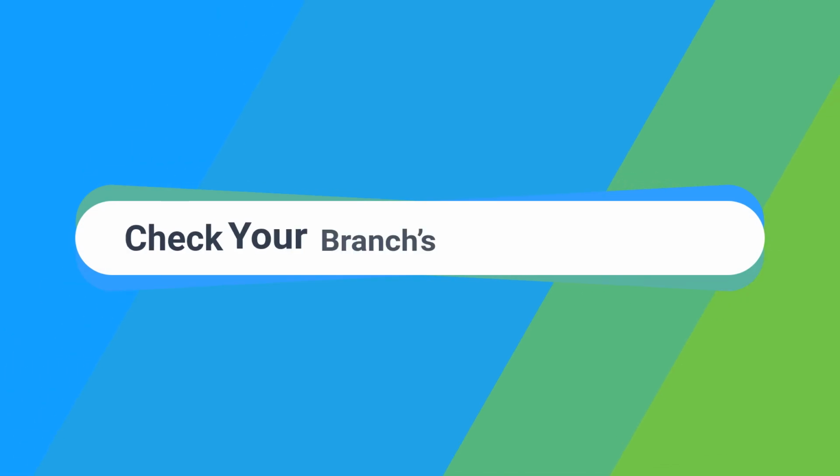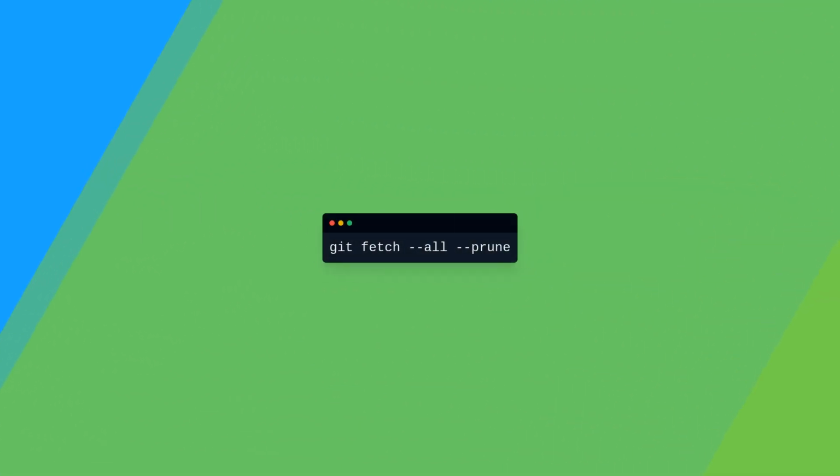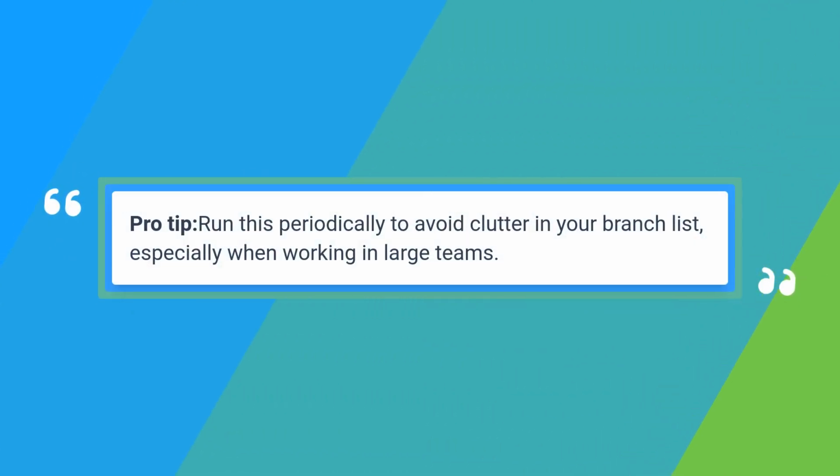Check your branch's upstream status. This command fetches all updates from the remote and prunes, deletes references to branches that have been deleted from the remote. Why it's cool? It keeps your local environment clean and up to date without having to manually delete old branches. Pro tip: run this periodically to avoid clutter in your branch list, especially when working in large teams.